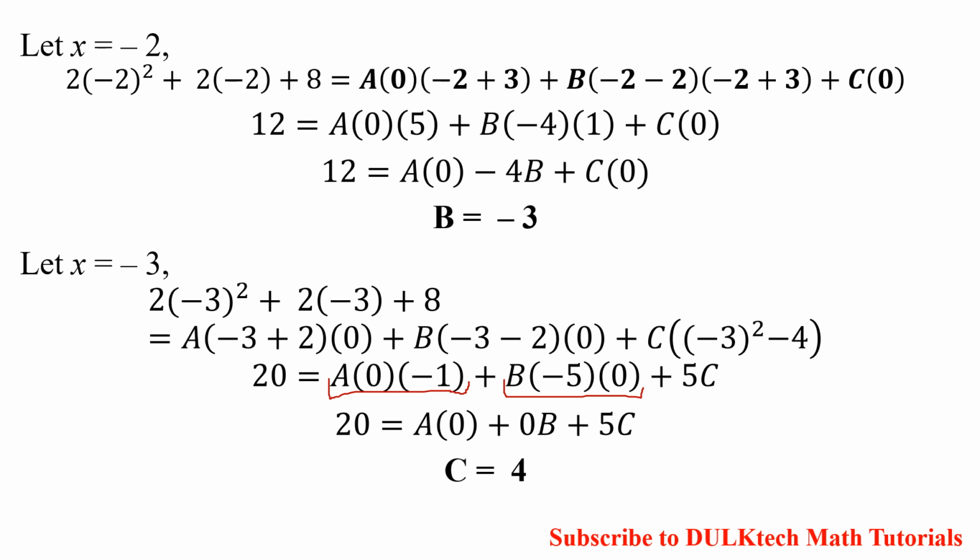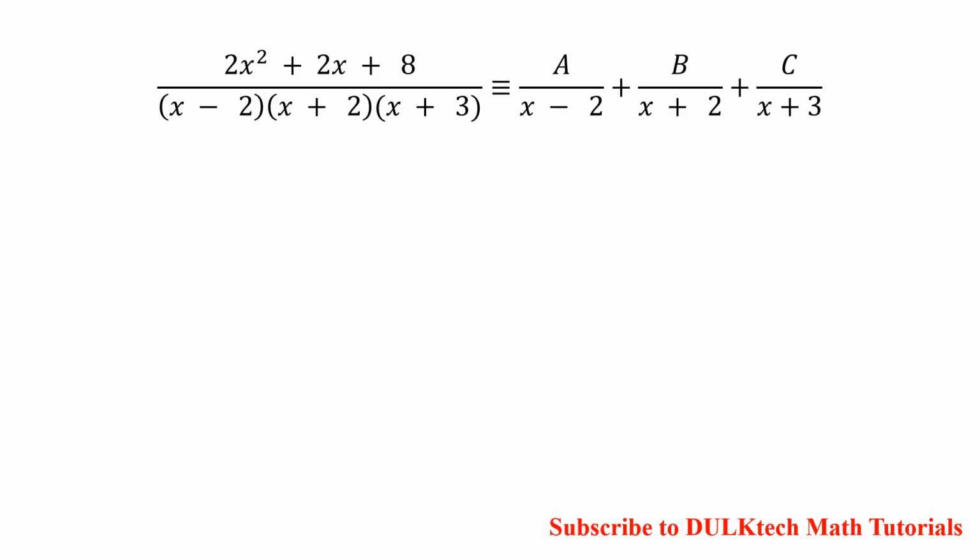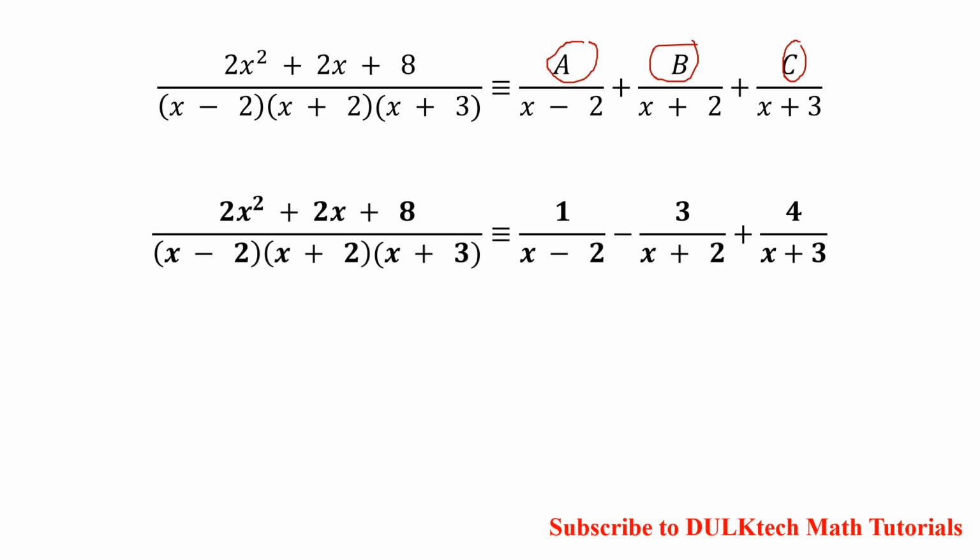Now that we have the value of a, the value of b, and the value of c, we can now substitute those values in the initial identity like this. Right, for a, we can substitute the value of a. For b, we can substitute the value of b. For c, we are going to substitute the value of c. So we end up having an identity like this, right? And we have partialized this one. We have expressed this one in partial fractions.